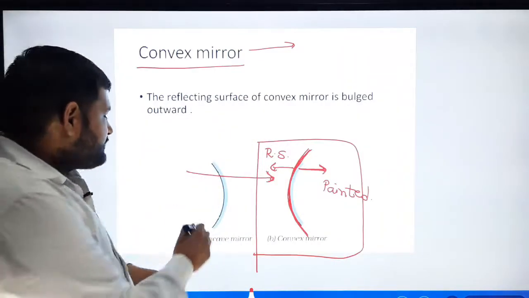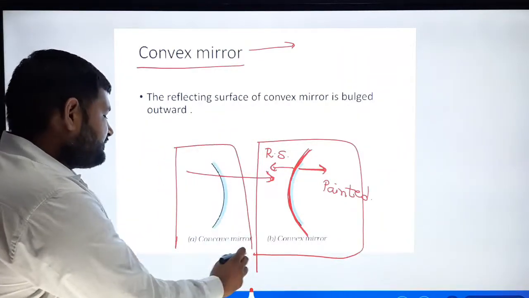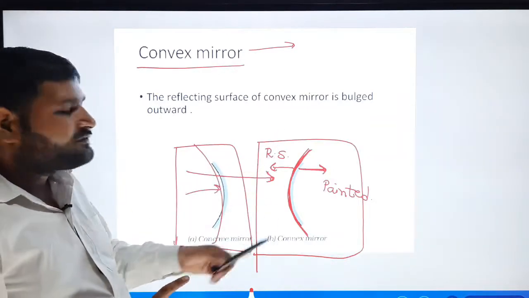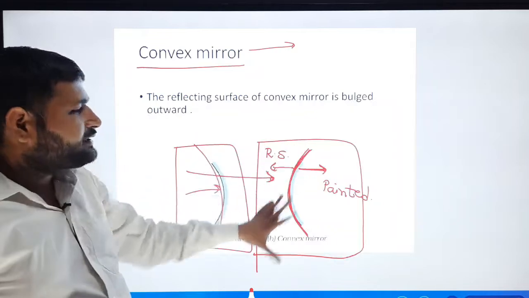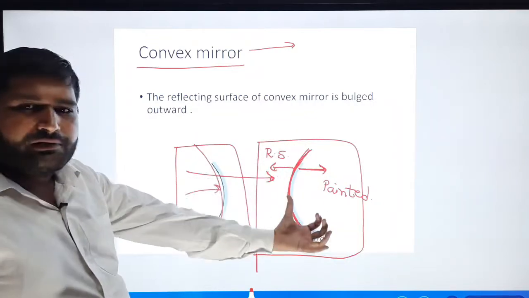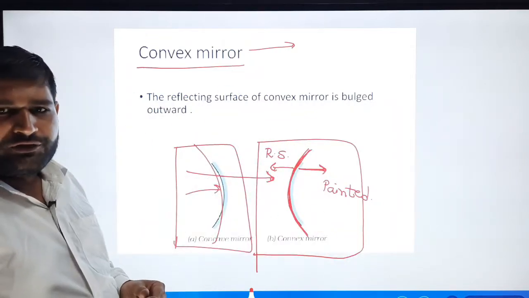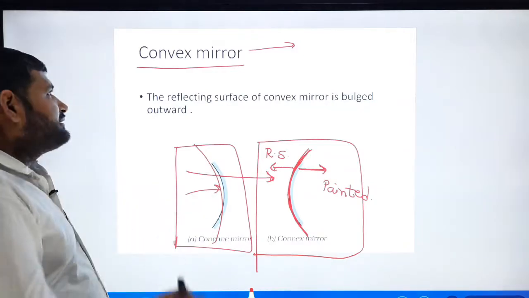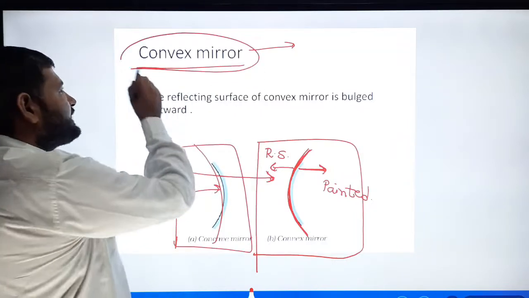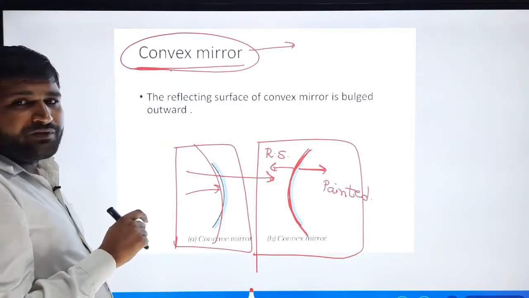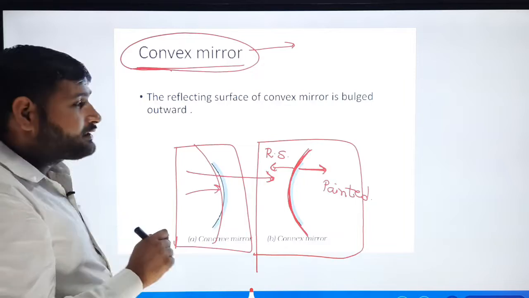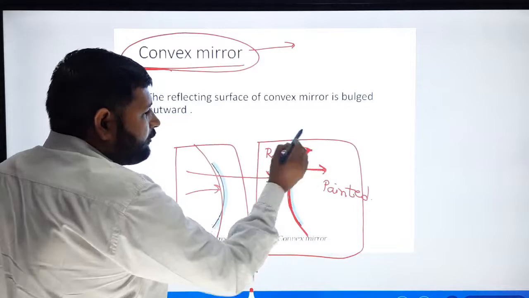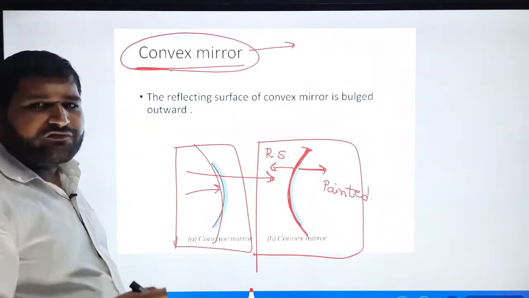Unlike the concave mirror, where the reflecting surface is depressed in the inward direction, in a convex mirror, when we look from the left, the reflecting surface seems to be bulging in the outward direction. So if the reflecting surface is bulging outward, then the mirror is called a convex mirror. That is the definition of a convex mirror. What is the definition of a convex mirror? The mirror in which the reflecting surface is bulging outward is called a convex mirror.